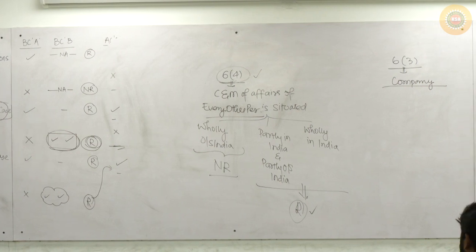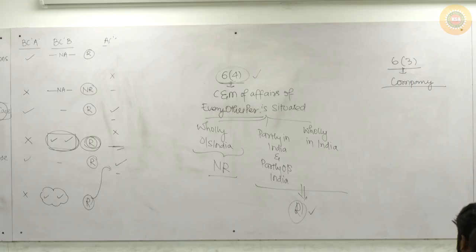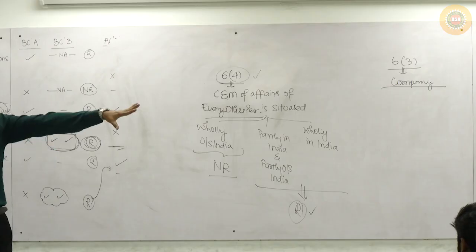Every other person will be treated as a non-resident in India only if the whole of its control and management of its affairs is situated outside India. So control and management you will check for HUF also, for partnership firms and AOPBY also, and for every other person except companies, which I am just now discussing with you.